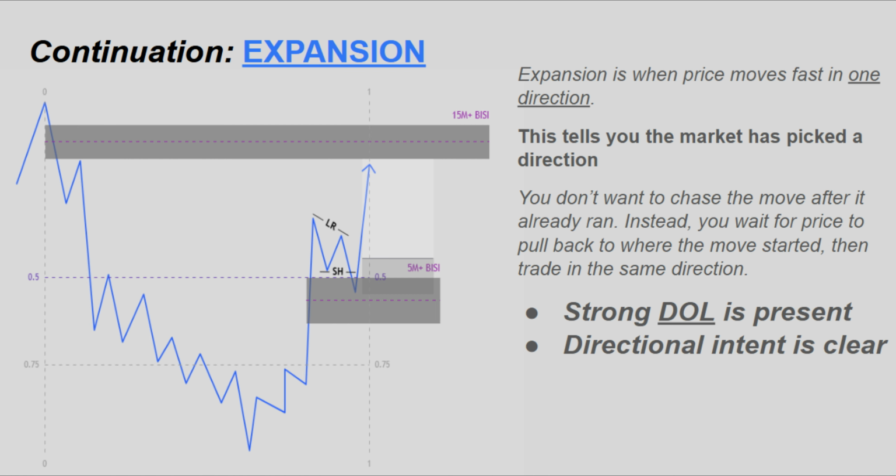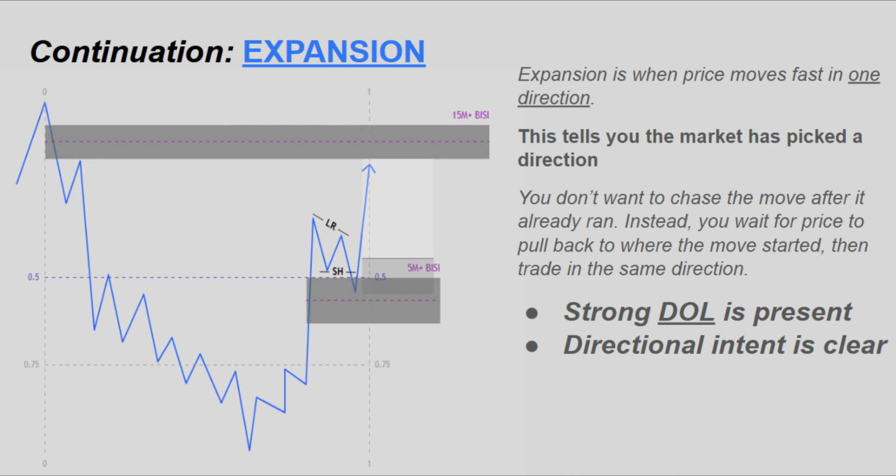Okay, for our first market phase we have expansion, and these are normally taken as a continuation type of entry. Expansion is just when price moves fast in one direction, usually towards a high time frame PDRA or a draw on liquidity, right? This tells you that the market has picked the direction. You don't want to chase the move after it already ran.